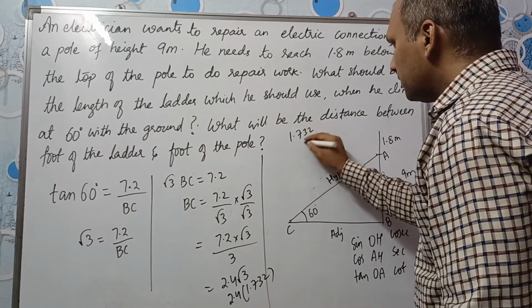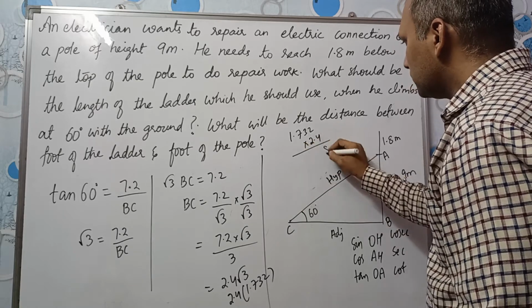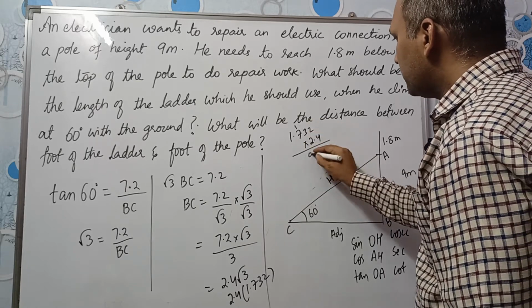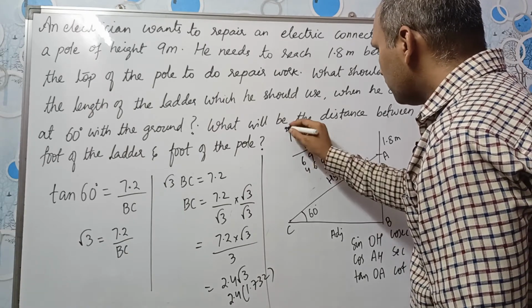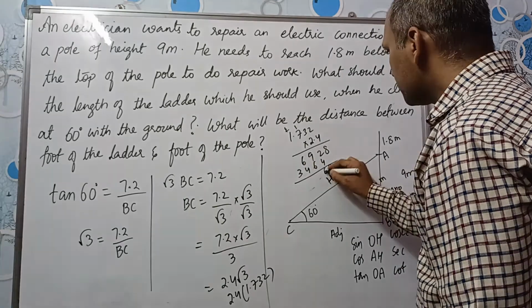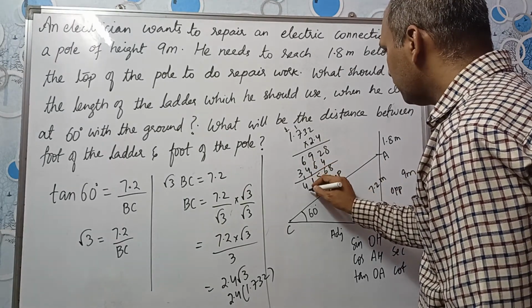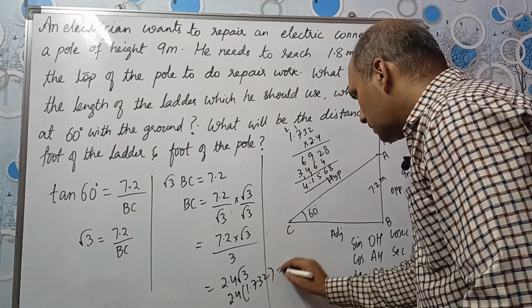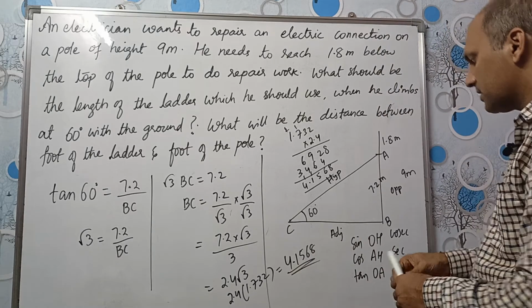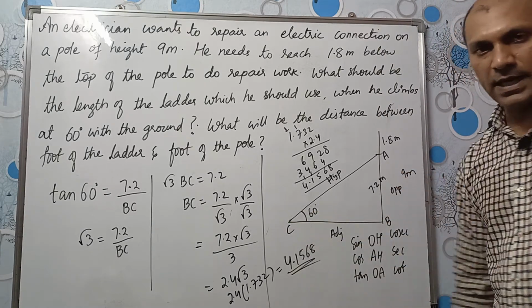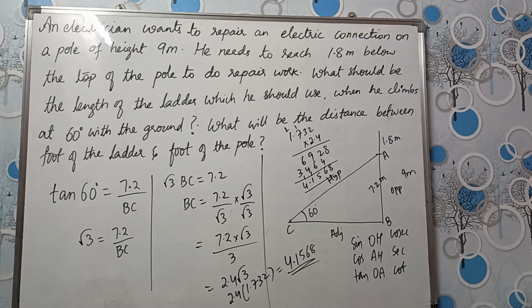So 1.732 multiplied by 2.4. 4 2s are 8, 12, 28, 29, 4 ones are 4, 5, 6. This will be double, right? So this will be 14, 2 ones are 2, this will be 3. So 8, 6, 15, 10, 11 and 4. So 4.1568 will be the distance between the foot of the pole and the ladder. Alright, I hope you understood this problem. Little lengthier compared to the previous problems, right? But not difficult, easy one. Okay, so see you in the next video.